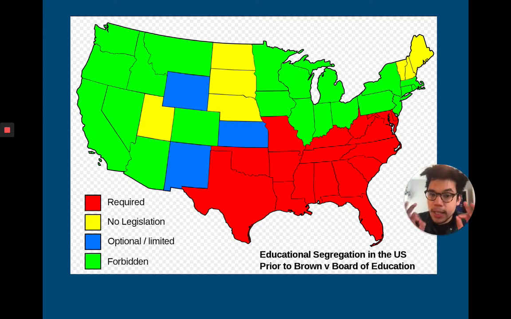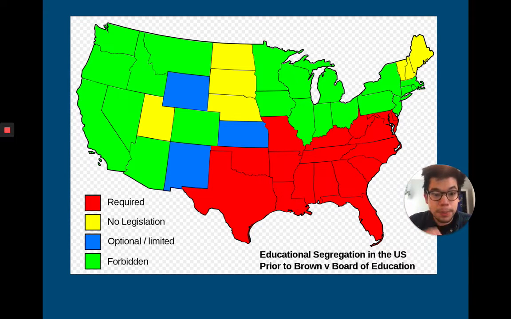But specifically in the South, remember after Reconstruction, the South was like, we're just still going to have slavery, but we're just going to call it a different name and use the Black Codes and Jim Crow laws to kind of recreate it. In the South, all those red states, they're saying that segregation is by law required.